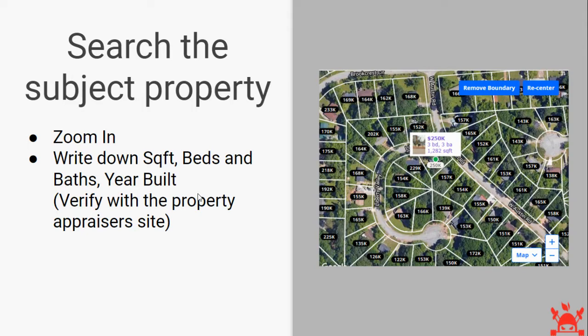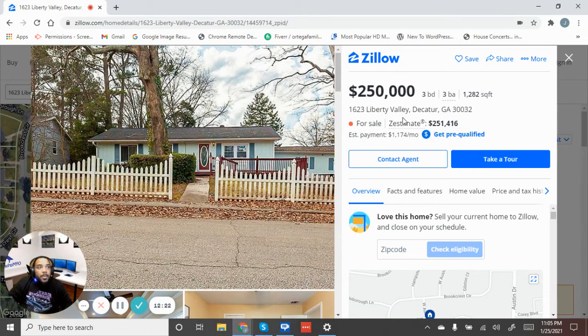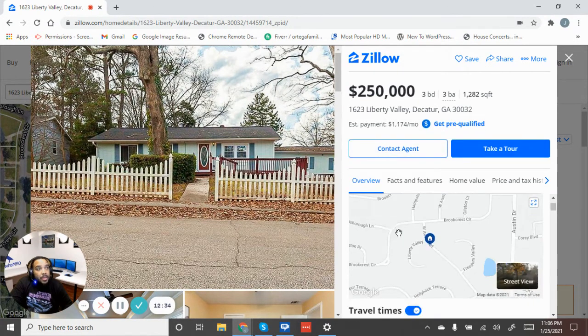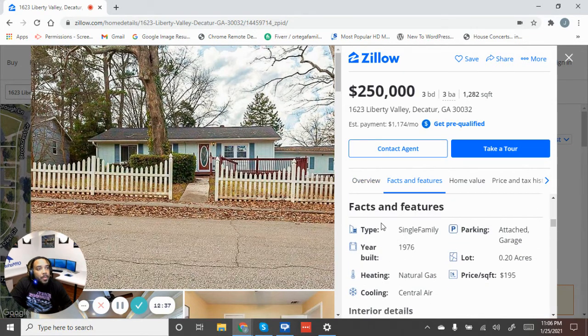Right. So this particular one, let's go back to Zillow here. It's a 3-3, 1,282 square feet. The year built will be down here somewhere. There you go. Year built will be under facts and features. 1976 is the year built.